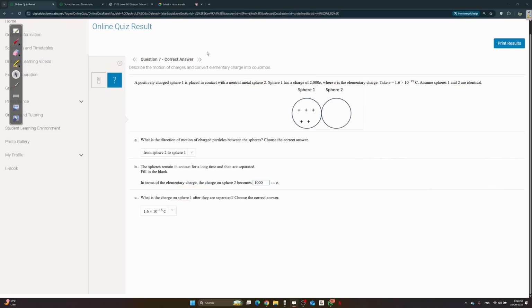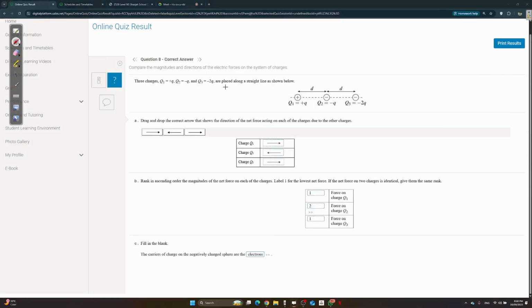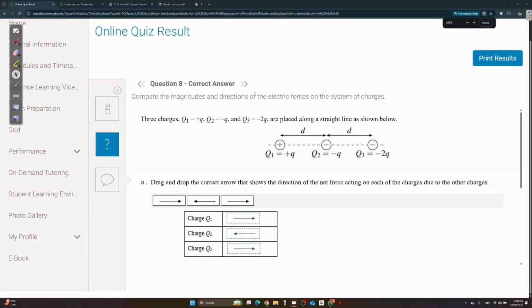Okay, question 8. Take 3 charges. Q1 is positive, Q2 is negative, and Q3 is negative 2 times Q. You see this here? Read this really quickly. Q1 equals plus Q, Q2 equals negative Q, and Q3 equals negative 2Q. You see them here? They're on the graph.